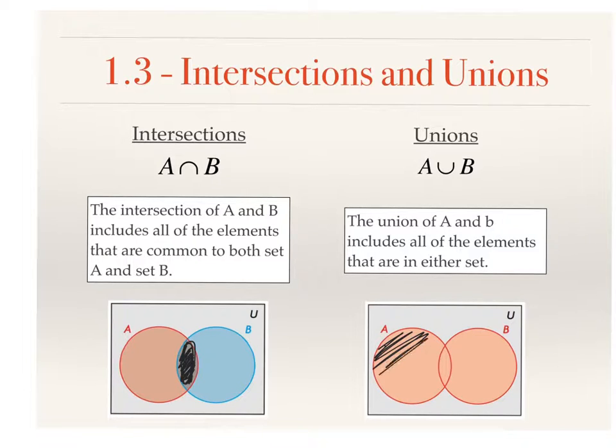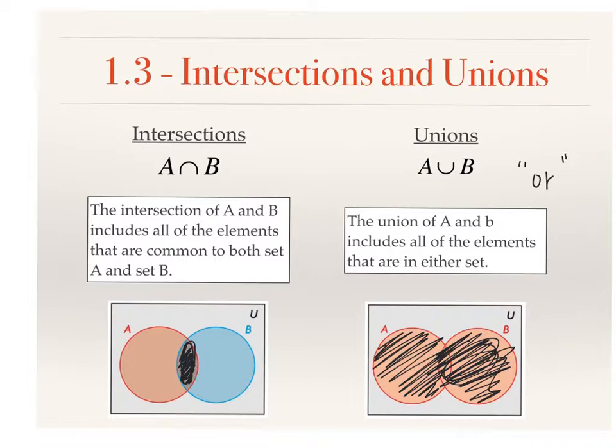Okay, so union, just to be really, really clear, is all three numbers. It's like all of A, all of B, including that middle space. And we use the word "or" a lot. So this is "and," and union is "or."